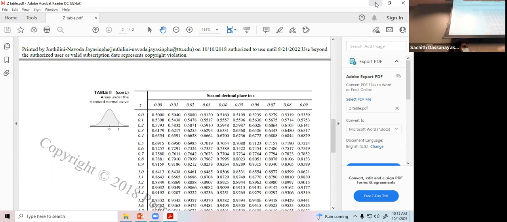Yeah, right after chapter 6 you can find it. Okay, so this is the table you have to use to solve these normal distribution problems.